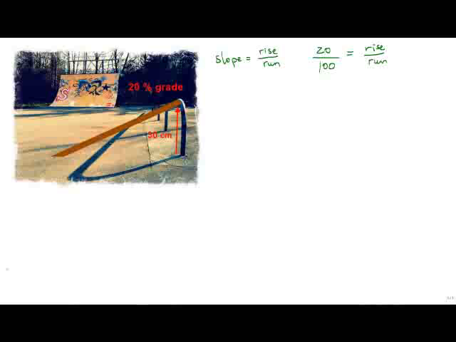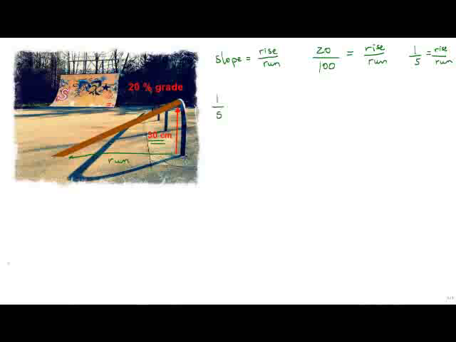And we can reduce that to a smaller fraction of 1/5. So a 1/5 slope is the same as a 20 over 100 slope is the same as a 20% grade slope. They're all the same thing. So now that we know what the slope is, we want to calculate the unknown distance from the rail to the end of the ramp. We already know the rise is 30. Now we need to know what this unknown variable is, and that's going to be the run.